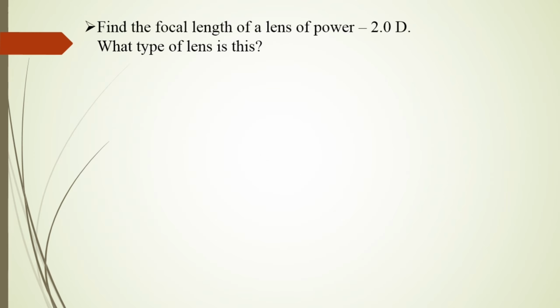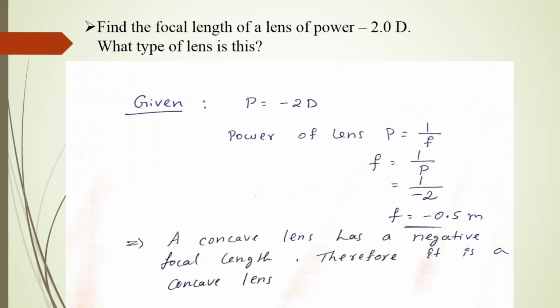Next problem. Find the focal length of the lens of power minus 2.0 diopter. What type of lens is this? Given P is equal to minus 2 D. Power of lens P is equal to 1 by f, so f is equal to 1 by P. Substitute 1 by minus 2. The answer will be minus 0.5. If the focal length is negative, then that lens is a concave lens or the diverging lens.